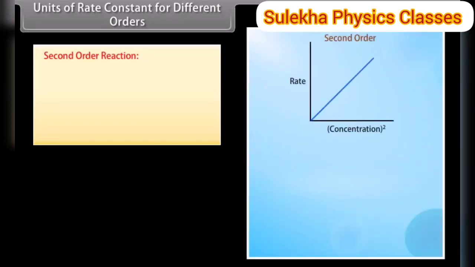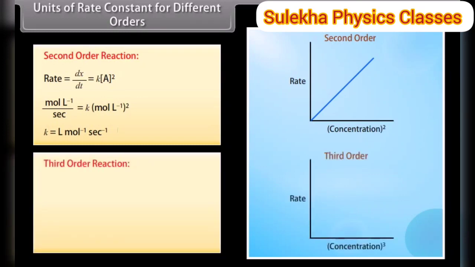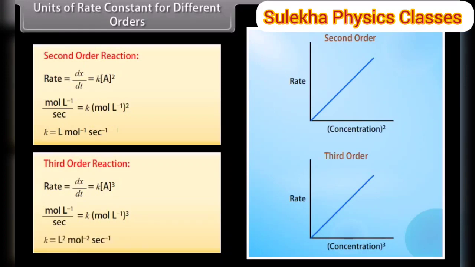Second-order reaction. Rate is equal to dx by dt, which is equal to K times [A] raised to the power 2. Thus, the units of rate constant for a second-order reaction are liter per mole per second. Third-order reaction. Rate is equal to dx by dt, which is equal to K times [A] raised to the power 3. Thus, the units of rate constant for a third-order reaction are liter squared per mole squared per second.